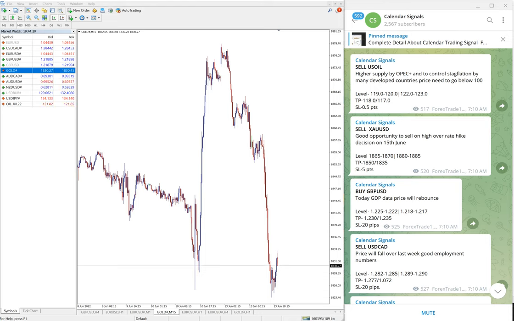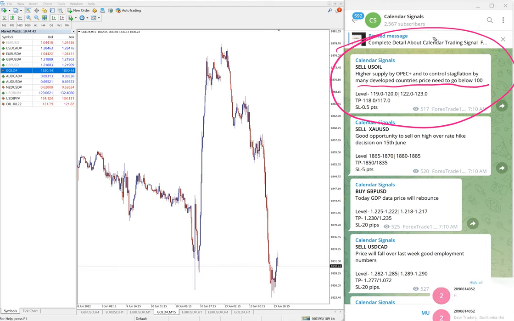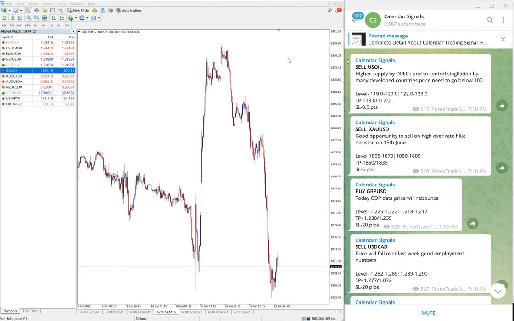For example, here we gave sell US oil, and we also mention the reason why we are giving the sell position. It is based on higher supply by OPEC. OPEC will be increasing the supply to control stagflation in many developed countries. Price needs to go below 100, so that was the reason. Once the supply is increased, obviously the price will fall. So that is the reason we gave sell US oil.